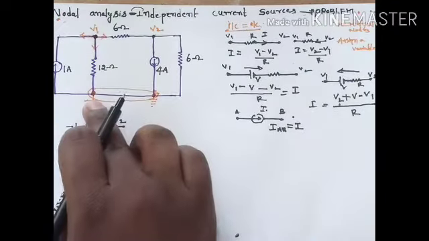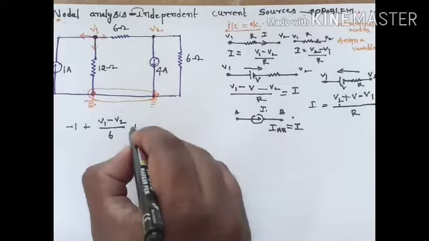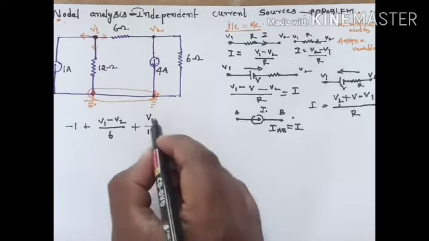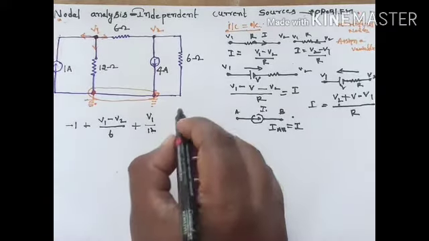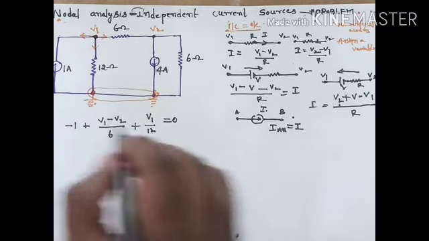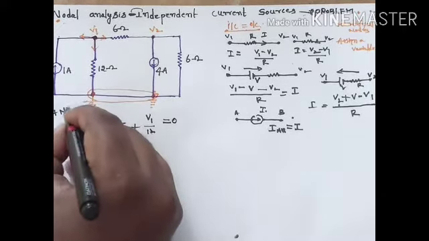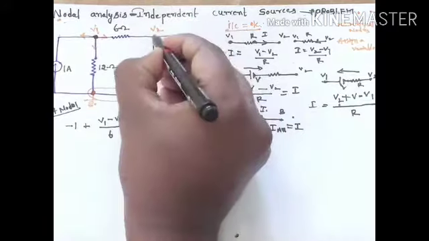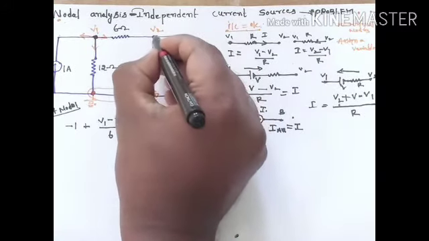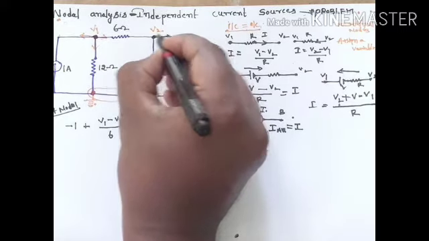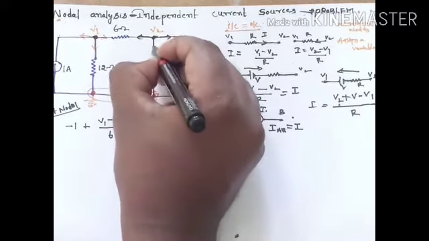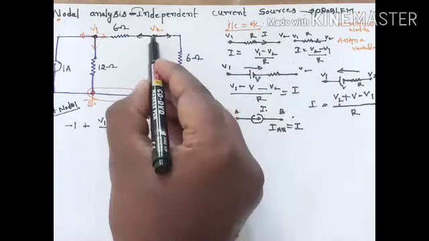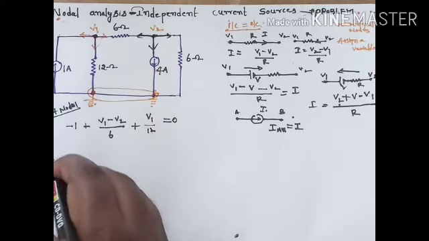this is V1 minus 0 by 12. I am not writing it out here, so directly I am writing V1 by 12, right? That is equal to 0. So this is at node 1, isn't it? And now at node 2, what we have to take? All currents coming out from the node.